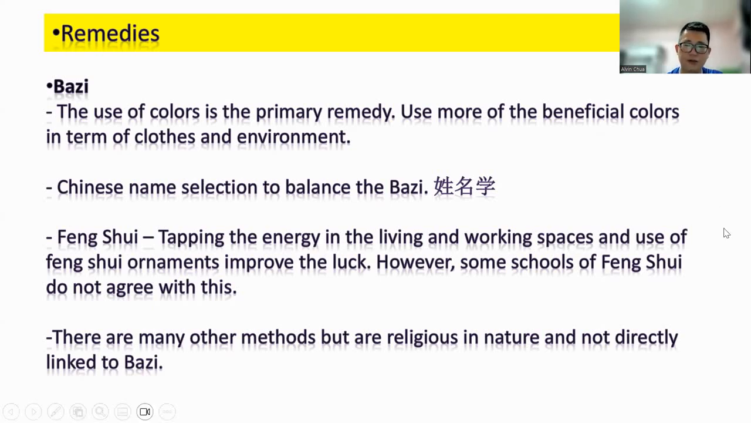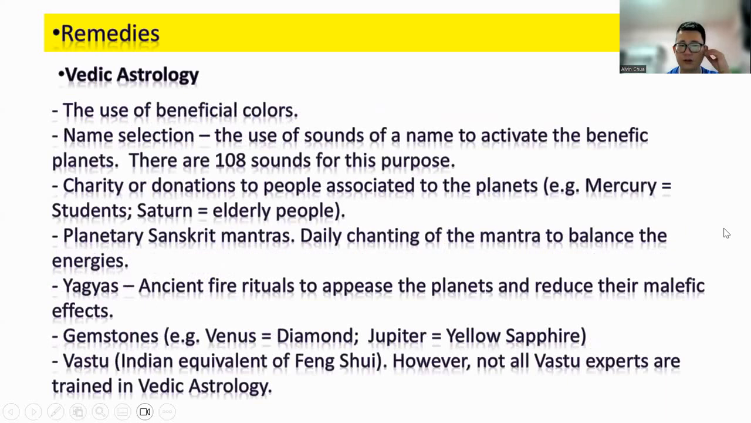Then we look at Vedic astrology. For Vedic astrology, it's the same thing: there is a use of beneficial color. We look at what the beneficial planets in the chart are, and we try to make use of their colors in terms of clothing and environment, to benefit from the energies of the good planets.